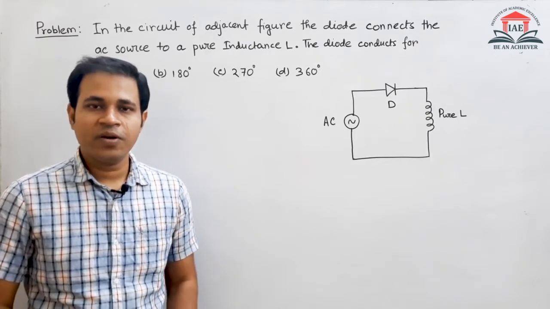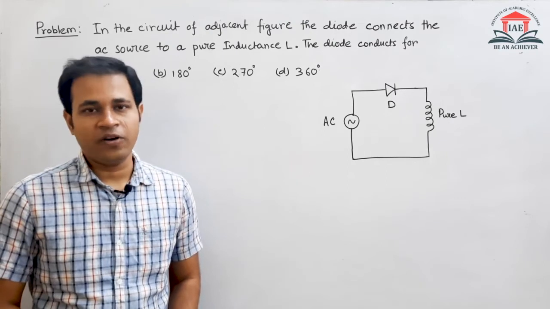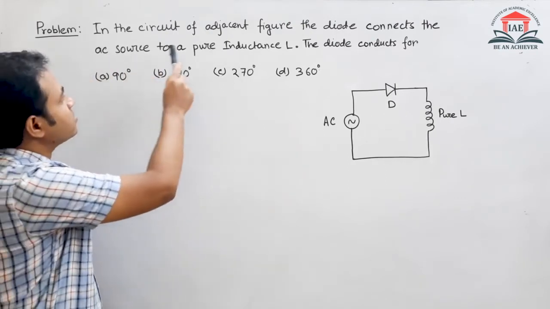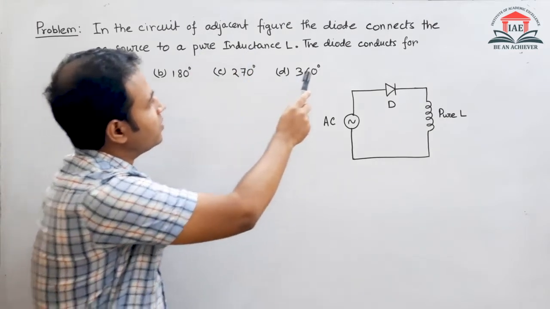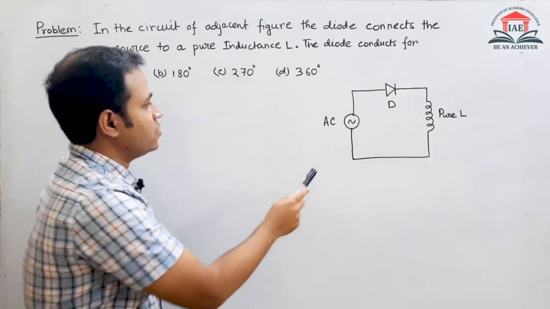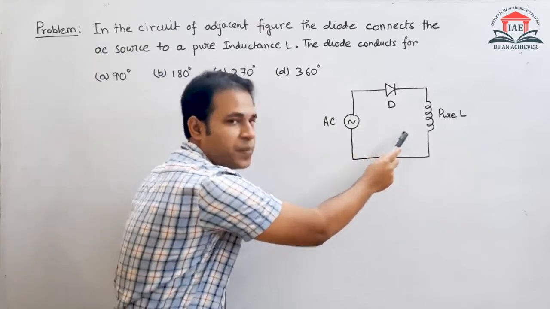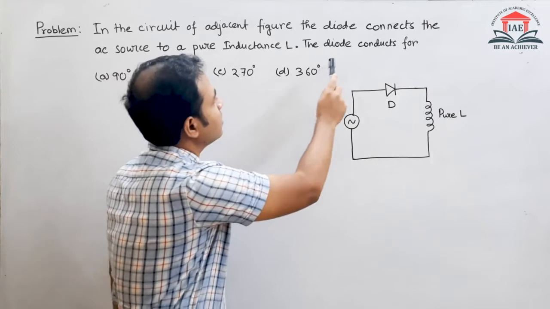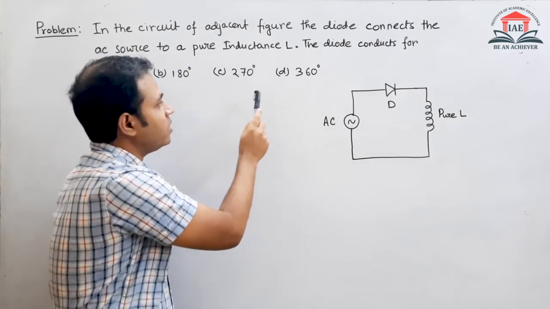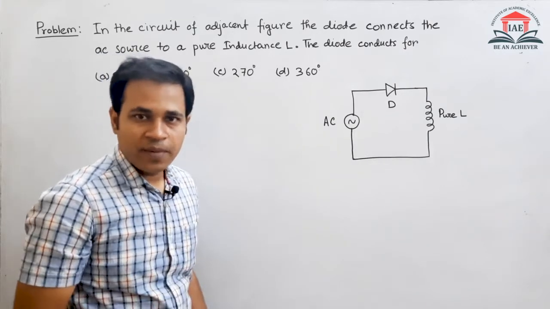In this video, we are going to discuss a numerical on power electronics. Let's see the numerical. It states that in the circuit of the adjacent figure, the diode connects the AC source to a pure inductance. So this is the AC source and this is the pure inductance. And the diode conducts for 90 degree, 180 degree, 270 degree or 360 degree. That we have to answer.